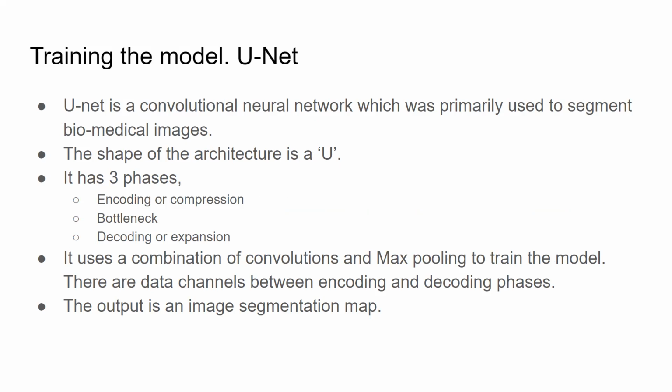It uses a combination of convolutions and max pooling transformations to train a model. The advantage of UNet is that it combines the data from encoding and decoding phases, and ultimately gives us an image segmentation map. So the basic operation being performed here is segmentation. We are segmenting if an image contains a wildfire or not. The output is an image segmentation map, which is essentially transformed into a binary masked image, and it can then be labeled as fire or not fire.